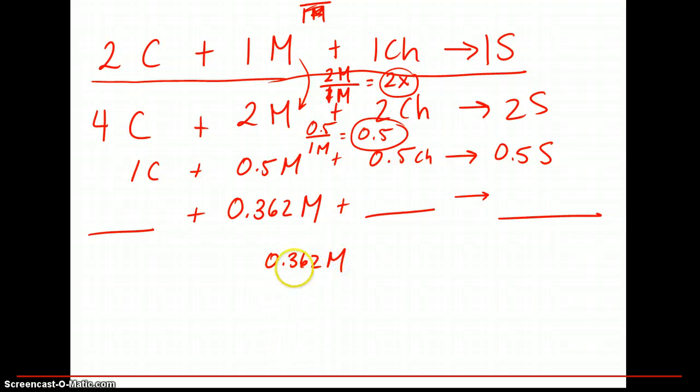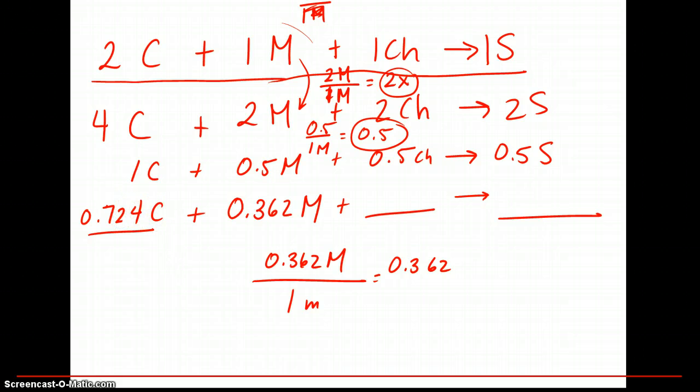So I have 3.362 marshmallows. I need 1 marshmallow. And so that works out that I need to multiply everything by 3.362 to get the right ratio. So if I do that, that means I have the amount of cracker that I need, and I have the same quantity of chocolate, because it's a 1-to-1 ratio, and I'm going to get 3.362 of a s'more.